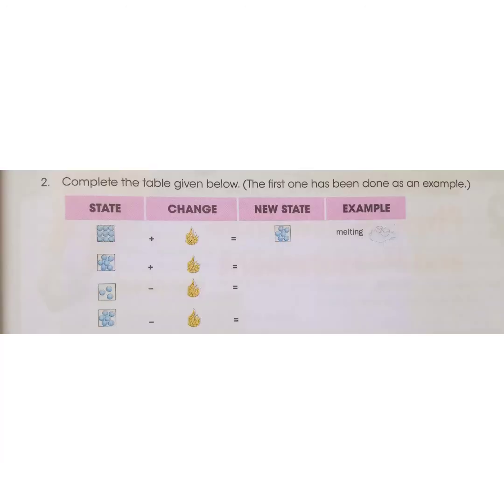The second activity is to complete the table given. Listen, children, the force of attraction is given in the first column. For the first two questions, the sign is plus. So, by heating, a state changes into another state, and write the process. For the next two questions, the sign is minus. So by cooling, a state changes into another state, and write the process.